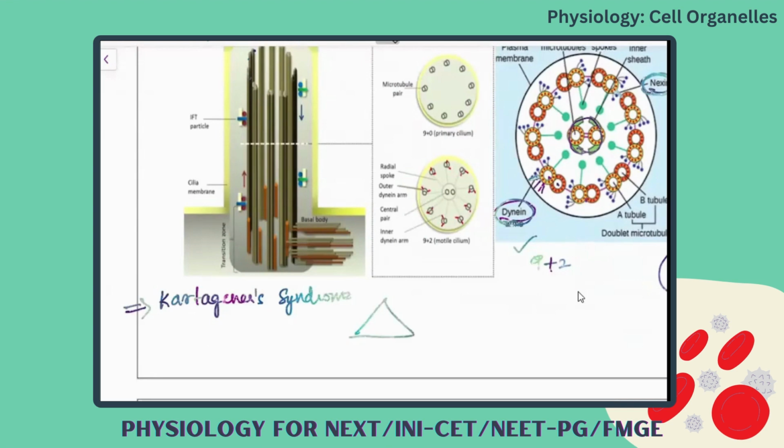What are the 3 triad of conditions? Yes, repeated lung infection, bronchiectasis, recurrent sinusitis, and the third one is anyone? Situs inversus. What is meant by situs inversus? You know bronchiectasis and sinusitis. What is situs inversus?